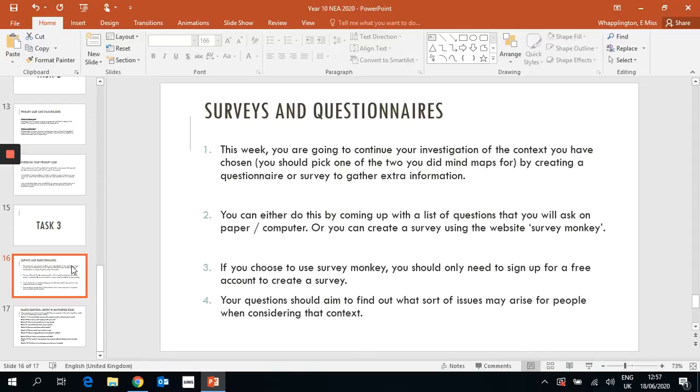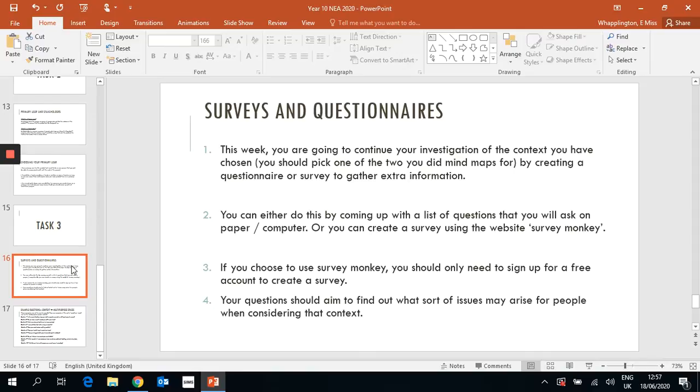Once you've done that, we'll create a questionnaire or survey to gather extra information about that context. You've got a few different ways you can do it, on the computer or on paper. You can just create a list of questions that you want in a questionnaire, or create a survey using the website SurveyMonkey, which I'll show you in a minute.